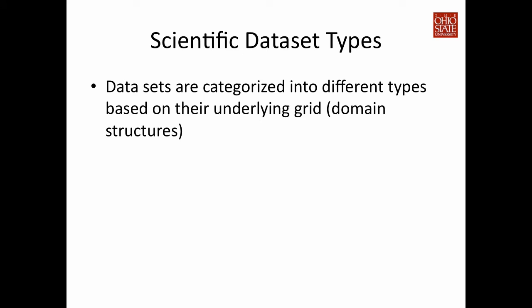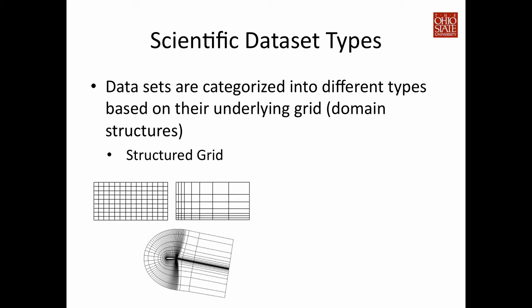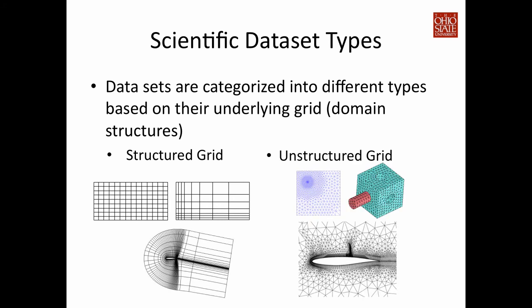After we discuss the concept of domain structure and the data attributes, now let's look at different types of scientific datasets. They are different because they may have different mesh topology, and also they may output different data attributes. In general, we can categorize datasets based on their grid structure. Specifically, we will have structured grid data and unstructured grid data.